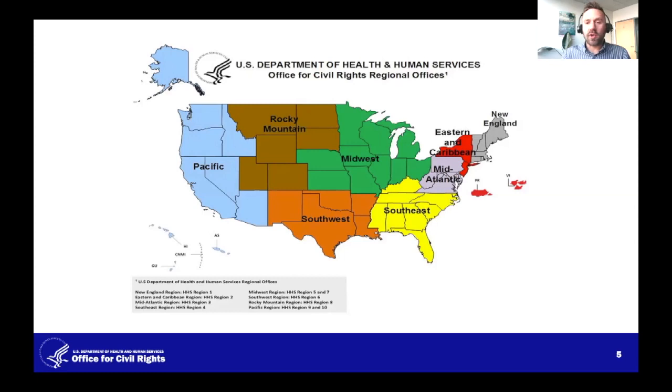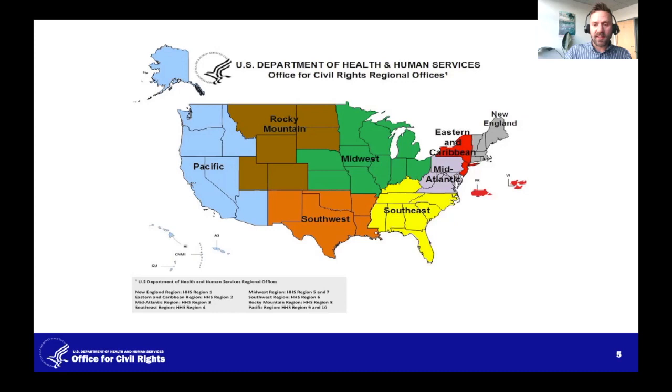OCR's activities are coordinated by a central office located in Washington, D.C., which promulgates policy regulations and generally provides oversight of OCR's enforcement activity. OCR also includes 8 regional offices, which are responsible for investigating complaints, conducting compliance reviews, providing technical assistance to covered entities, and engaging in community outreach to educate the public about their rights.